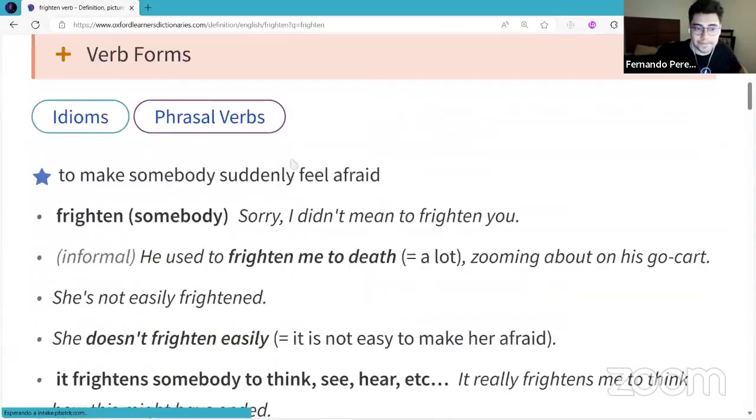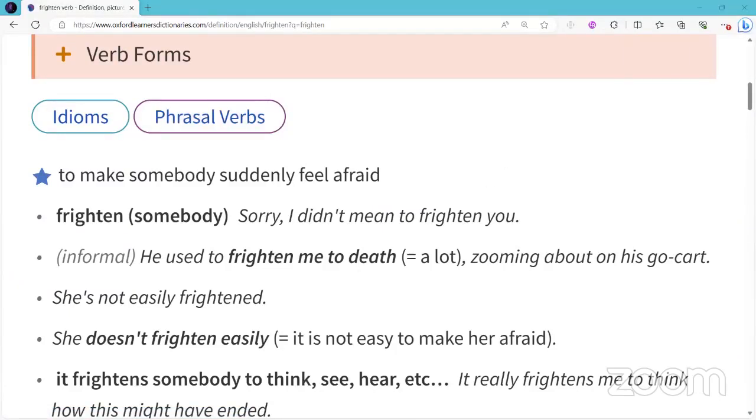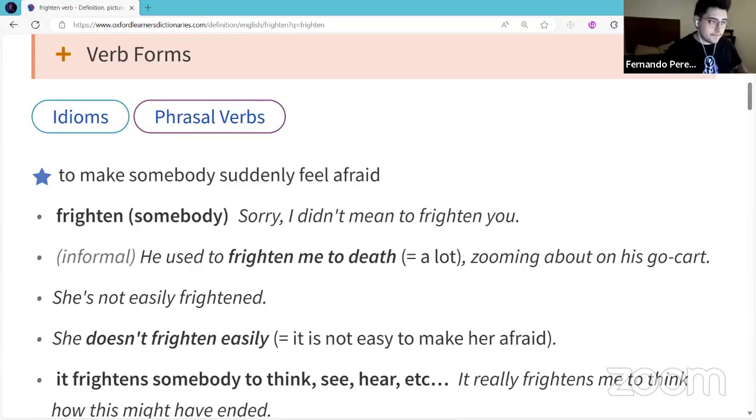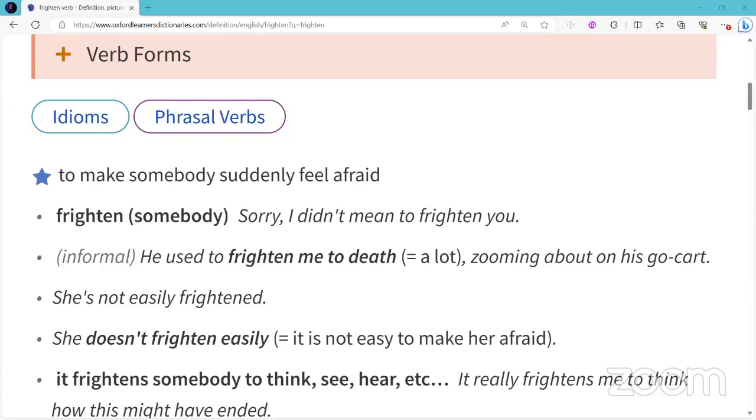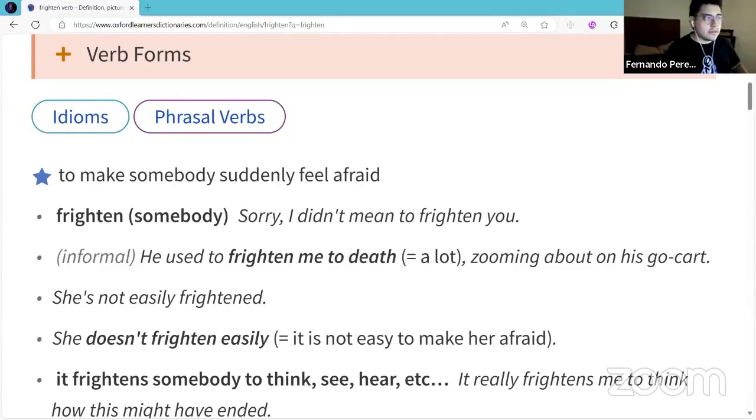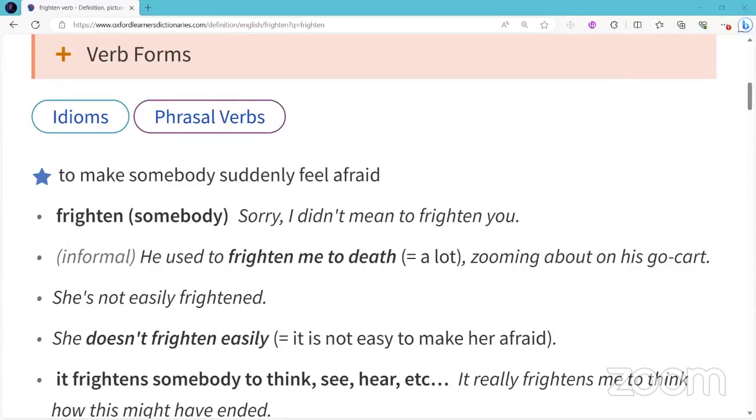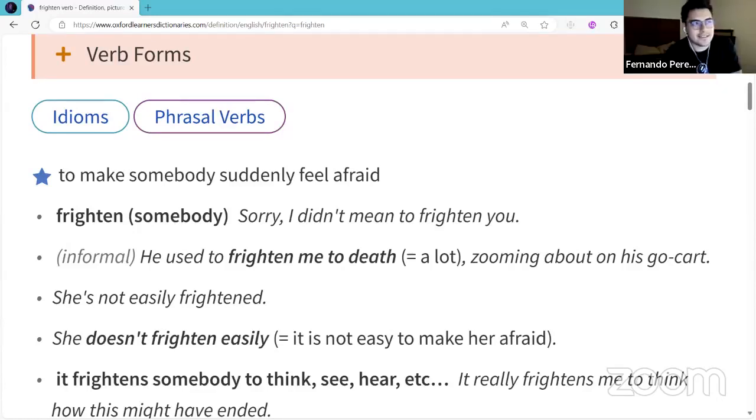Frightened, B1. To make somebody suddenly feel afraid. Correct. So it's like a damage, but emotionally. Kinda. I would put it as like scare, not like damaged. Scare is a synonym.